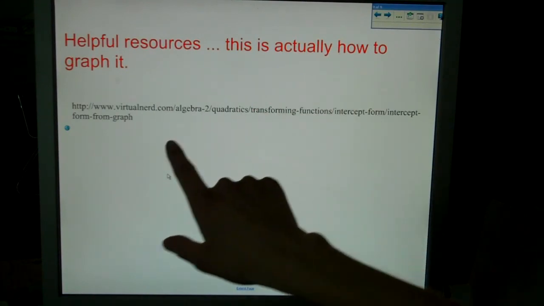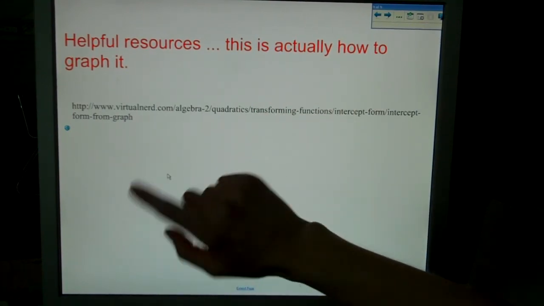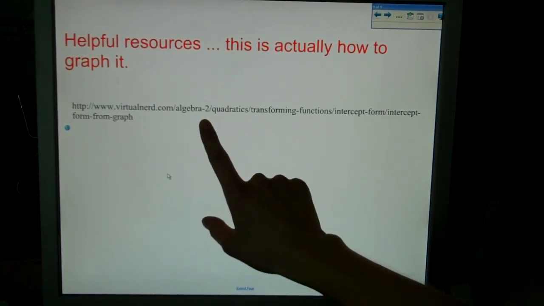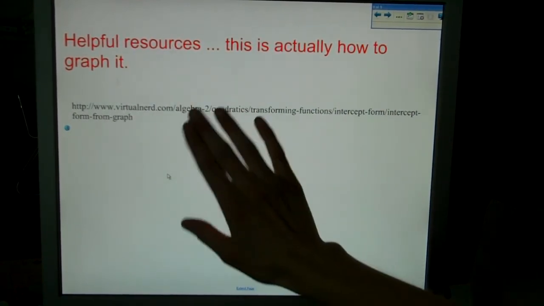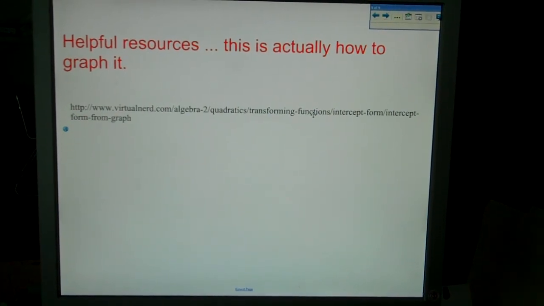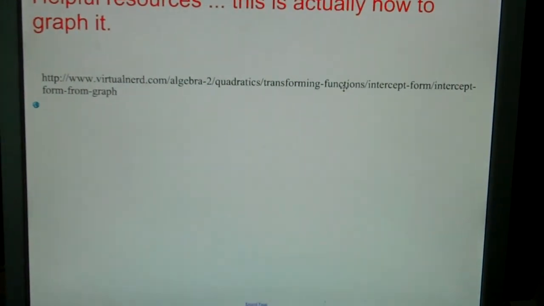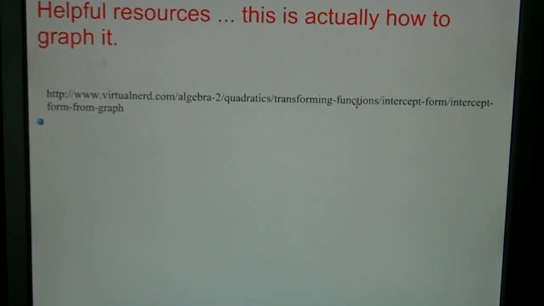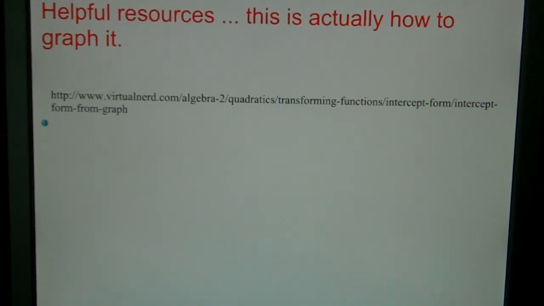This is actually how you graph it, and it was Virtual Nerd. And look at this. The title's Algebra 2, okay? You guys are in Algebra 1, and we're doing this. You're doing a really great job with it, but this is really going to get heavy in Algebra 2. So take a look at it, and I'll zoom in so you can really see it. There you go. I think you can get it now. All right, that's it. That's intercept form. You've just now learned 3 forms: standard, vertex, and intercept.